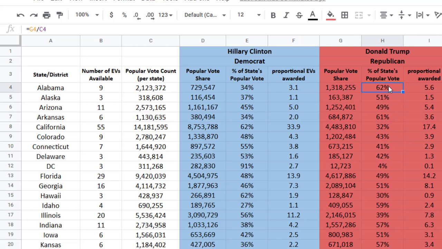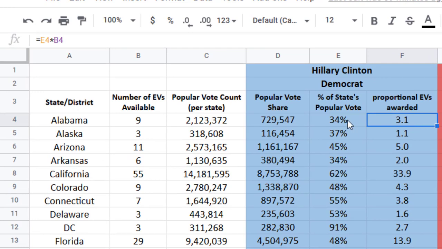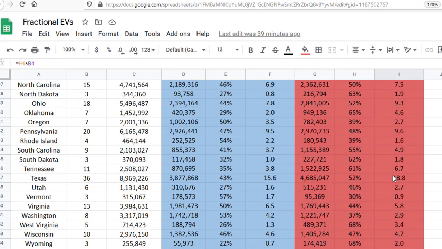Great. How do you decide which electoral votes to give to whom? Well, you just take that percentage of that total. And the way I did that, you can click in the cell and see it. I did E4, which is the percentage, times B4, which is the electoral votes. That's for Hillary. So you take 34% of 9, and that's 3.1, so she would get 3.1 electoral votes. For Trump, you'd take 62%, or H4, of 9, which is also B4, and press enter. And then that's what I copied all the way down, so you'll see all those.